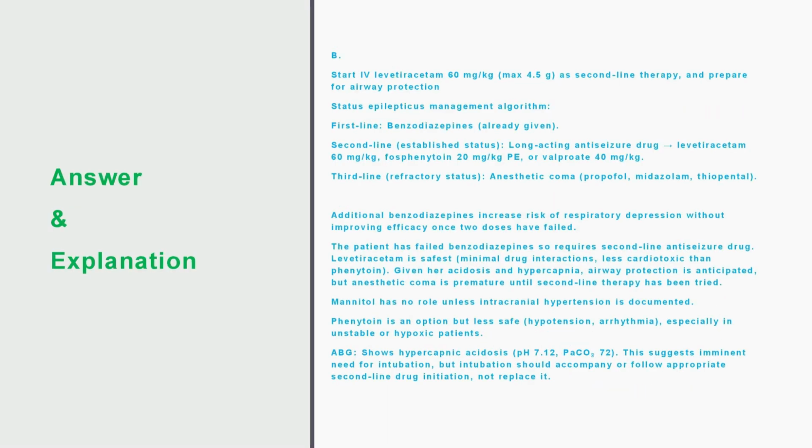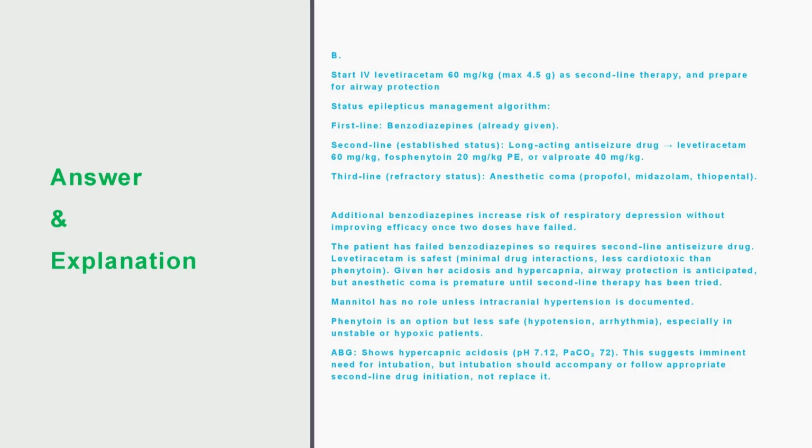Correct answer is B. Start intravenous levetiracetam 60 mg per kg, max 4.5 gram, as second-line therapy, and prepare for airway protection. Status epilepticus management algorithm. First line, benzodiazepines, already given. Second line, long-acting anti-seizure drug: levetiracetam 60 mg per kg, fosphenytoin 20 mg per kg phenytoin equivalent, or valproate 40 mg per kg. Third line, anesthetic coma: propofol, midazolam, thiopental.